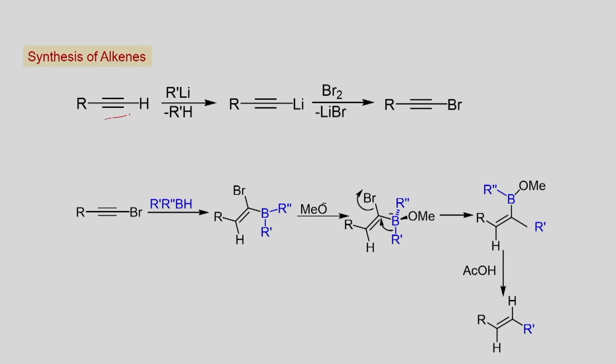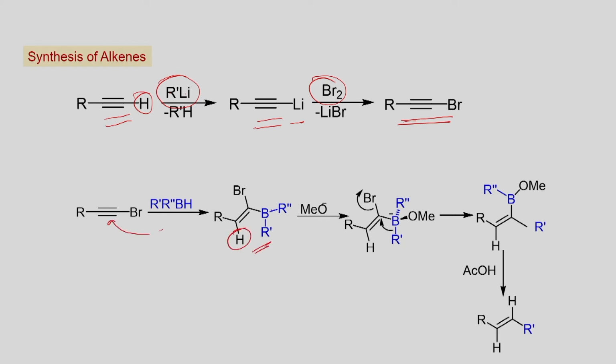Here the reaction of the terminal alkyne with organolithium is shown, and this can act as a base. A deprotonation can lead to the formation of an alkynyl lithium reagent. Once you form this one, when you react with Br2, you can make this bromo derivative, which can now undergo addition reaction with borane, and you will be able to get this addition product.